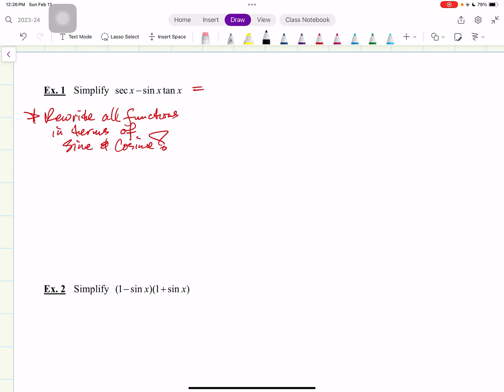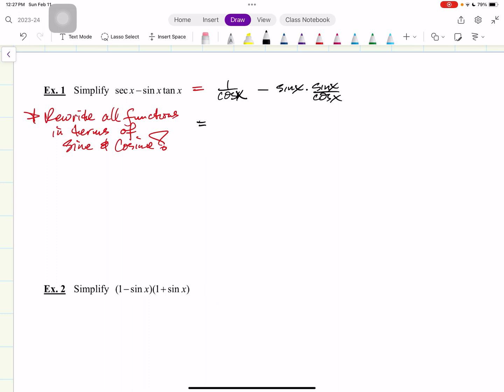All right, so here we go. I'm going to rewrite them all. Secant x is 1 over cosine x. Our input variable is x now, not theta, so just get used to variable switches because that happens all the time. Times sine x times tangent x, and tangent is sine x divided by cosine x. So step 1, you just rewrite in terms of sine and cosine.